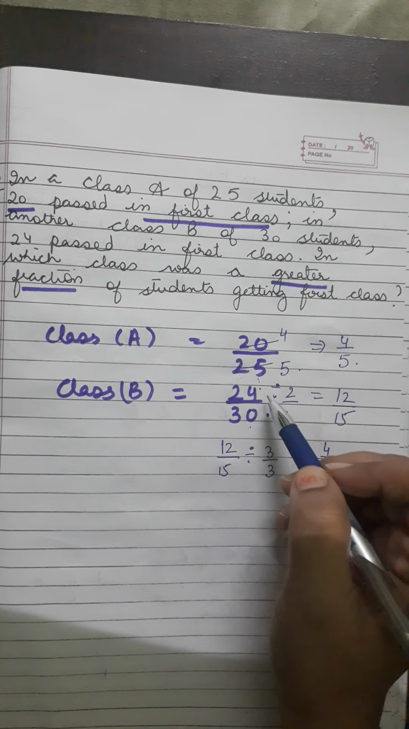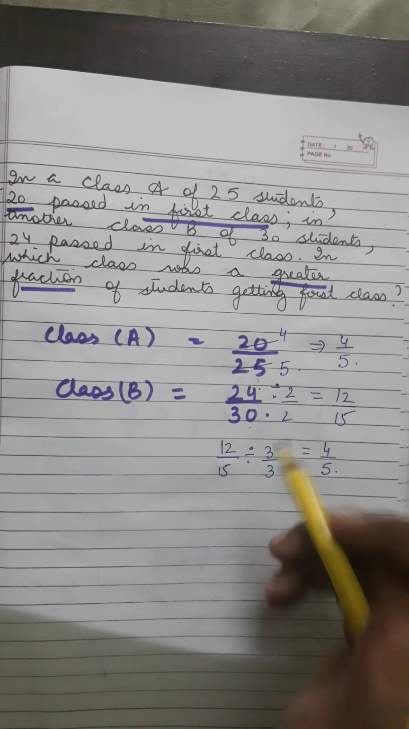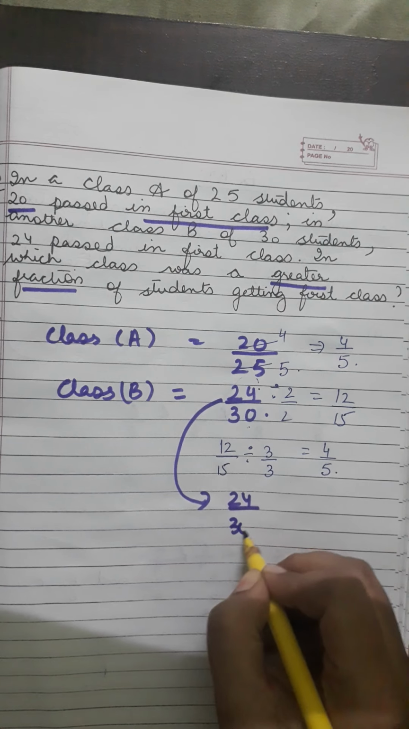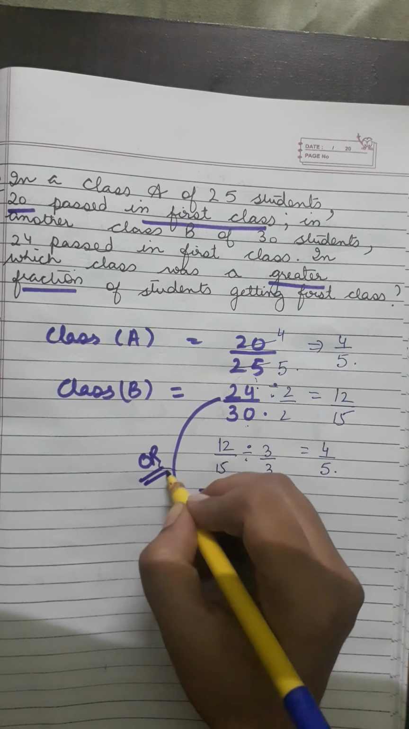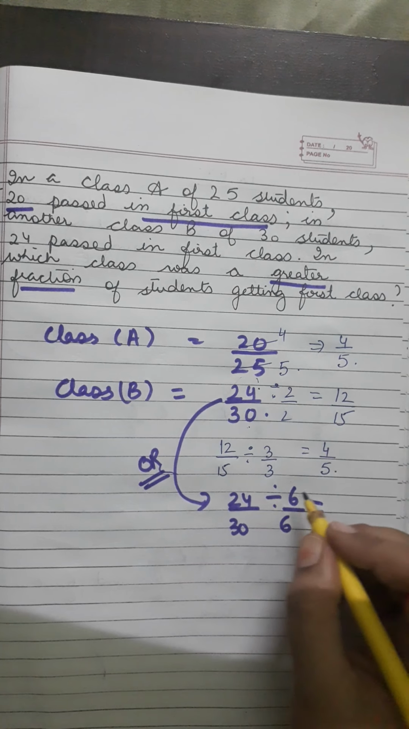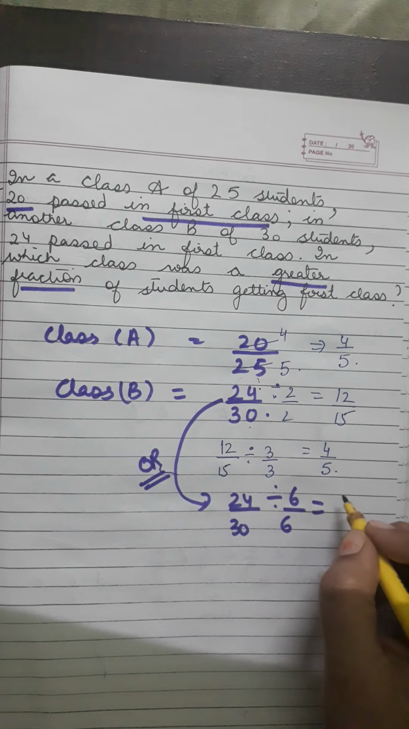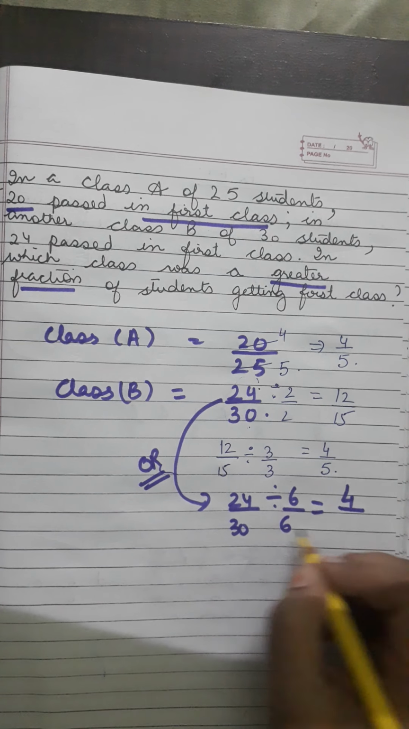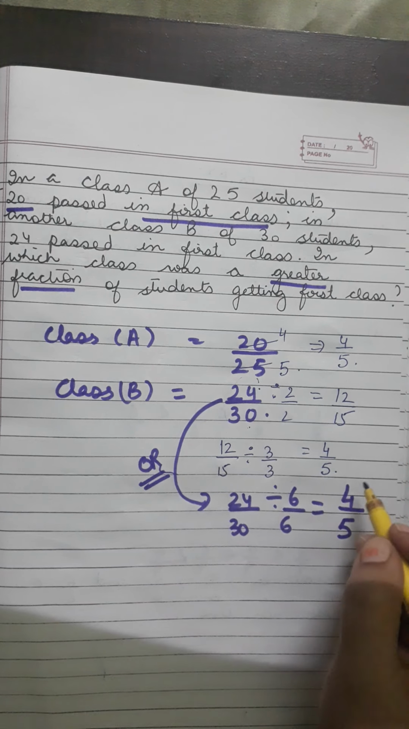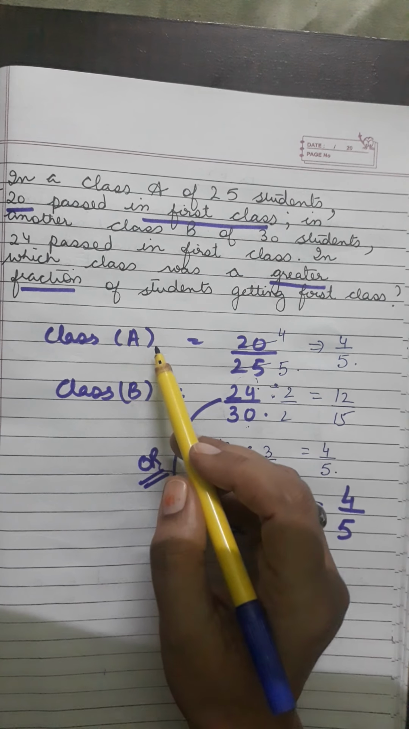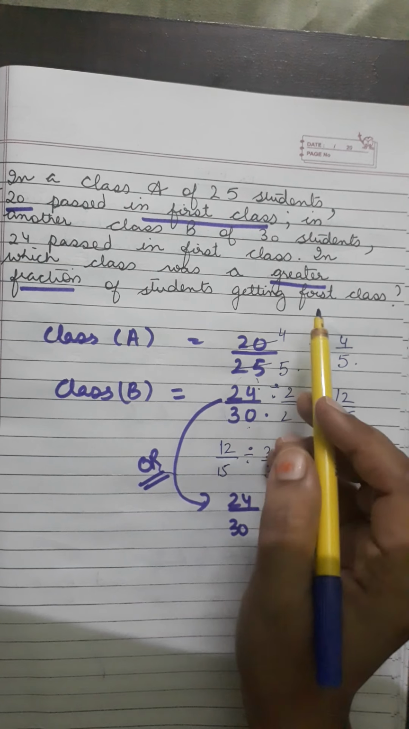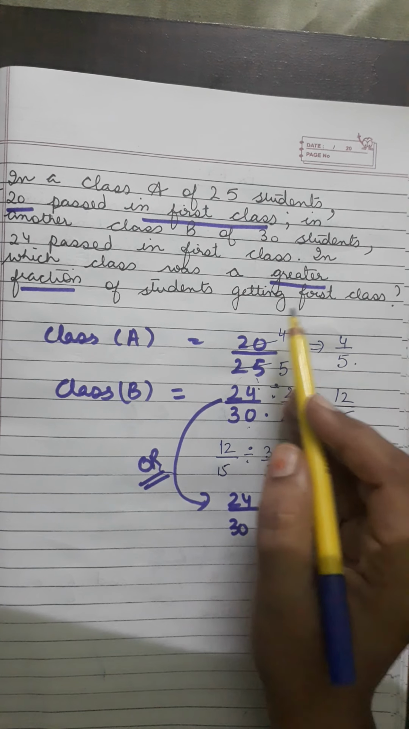Or directly, 24 by 30, you can divide directly by 6 also, if you know it. So it is your wish, you can divide it like this also, directly by 6. So what will be my answer? 24 divided by 6 is 4, and 30 divided by 6 is 5. So the fraction of class B becomes 4 by 5, and the fraction for class A is also 4 by 5. So which class has the greater fraction of students getting the first class?